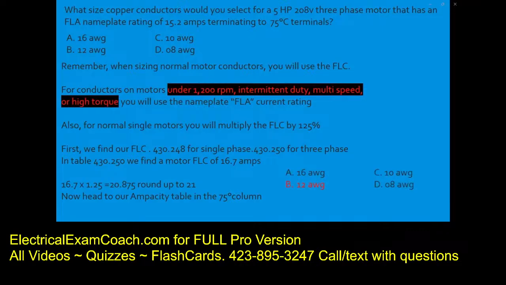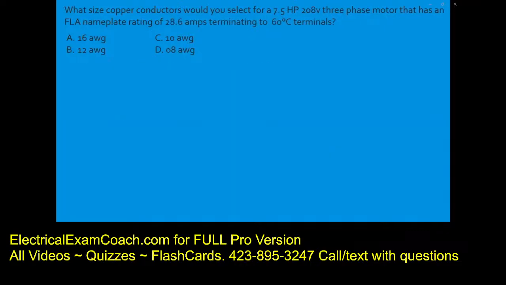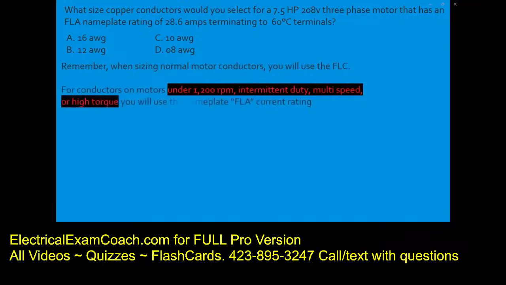What size copper conductors would you select for a 7.5 horsepower, 208 volt, 3-phase motor that has an FLA nameplate rating of 28.6 amps terminating to 60 degree C terminals? Remember, when sizing normal motor conductors, you're going to use the FLC. If you have one of these specific situations, you're going to use the nameplate FLA. Also for single motors, we're going to multiply it by the 125%.